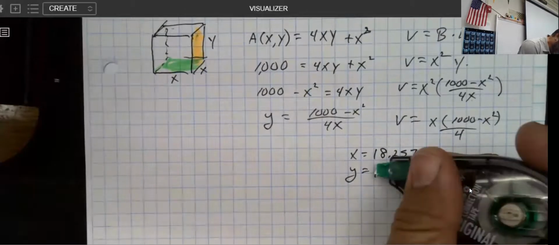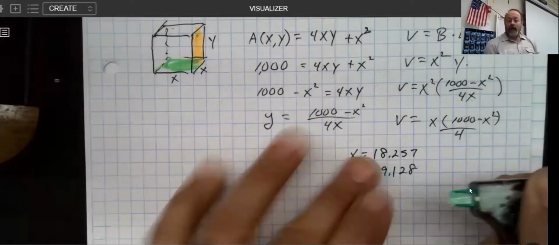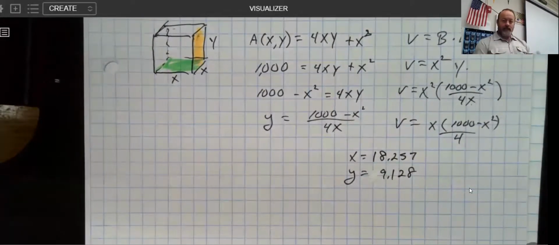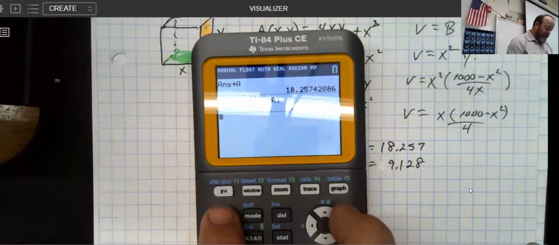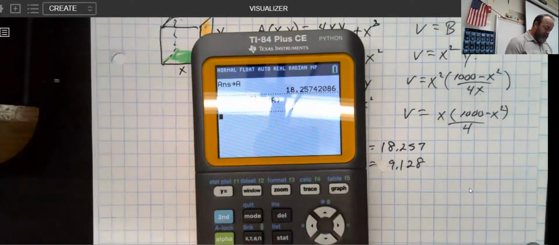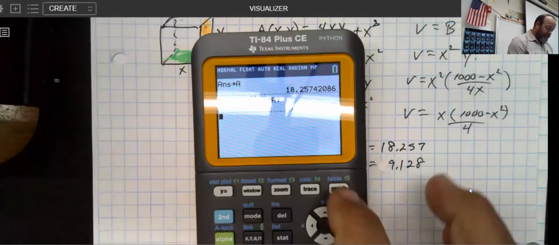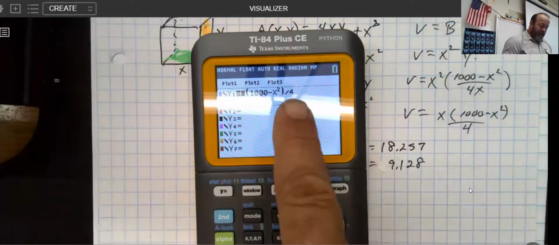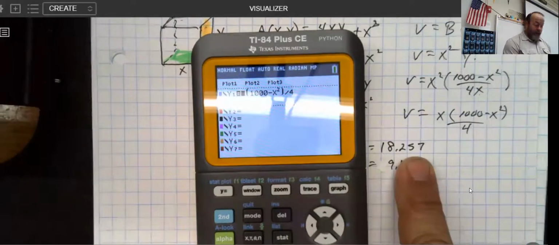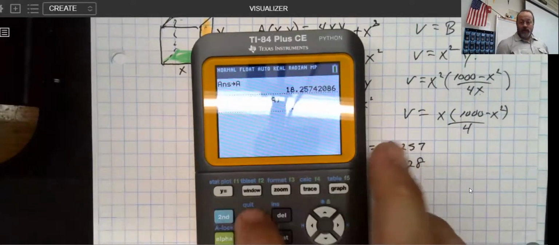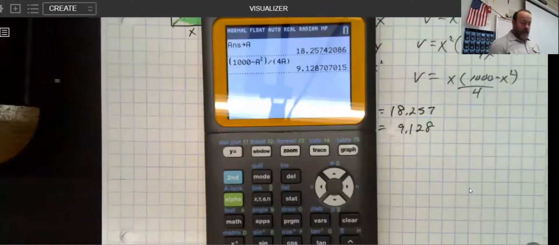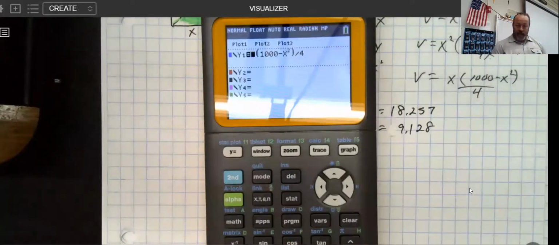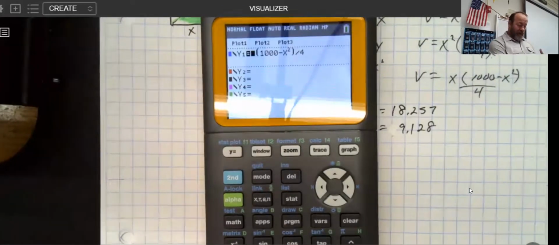9.128. So basically, half as high as it is wide optimizes that volume. And I didn't mention that before, but if you go back to that situation that we had in here, we found that value of x, right? So there's something else that we could do that's kind of cool. And that is this y value is sitting right here. That is the value of the volume.